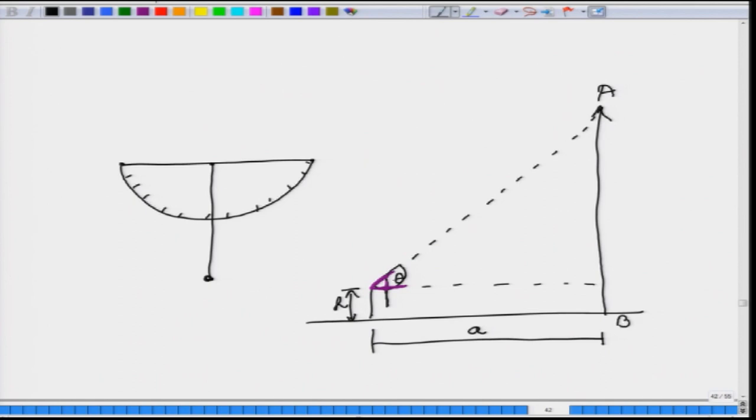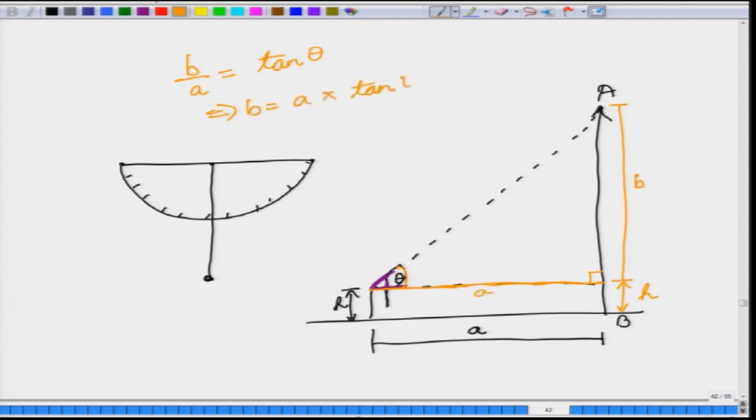Now, the height of the tree can be measured like this, this line, and here you have an angle of 90 degrees. So, this line has a length of a, small a. Let us say that this much is equal to b and this much is equal to small h. Now, because we know the value of theta, we can write that b by a is equal to tan theta, or b is equal to a into tan theta.